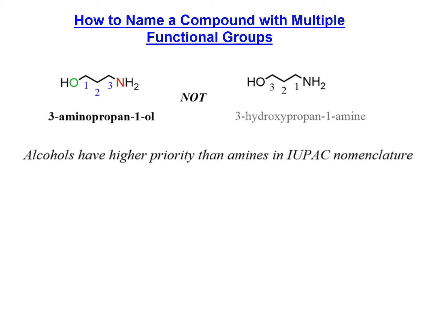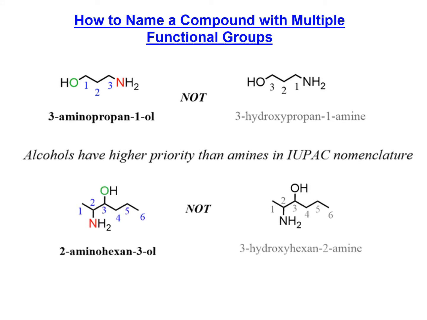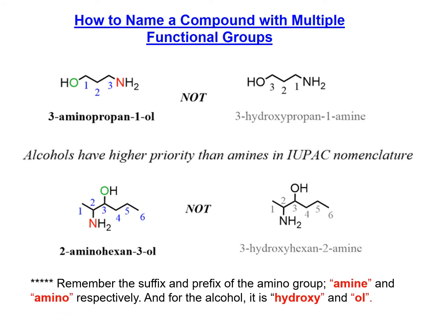Next example, the correct name is 2-aminohexane-3-ol or 2-amino-3-hexanol. And then remember the suffix and prefix of the amino group, amine and amino respectively. And for the alcohol, it is hydroxy and ol.